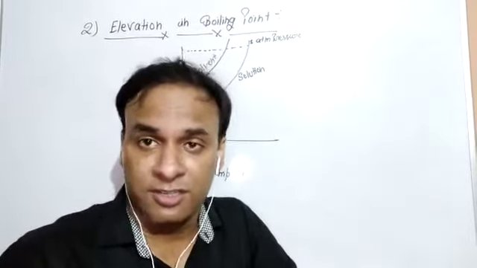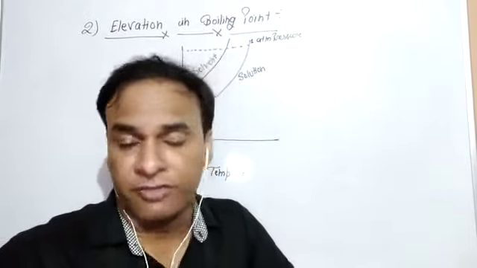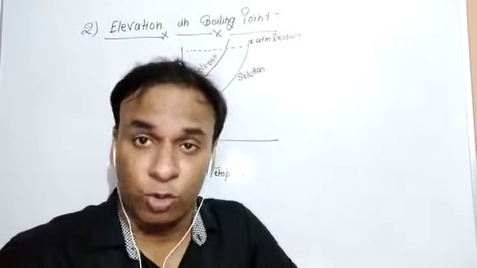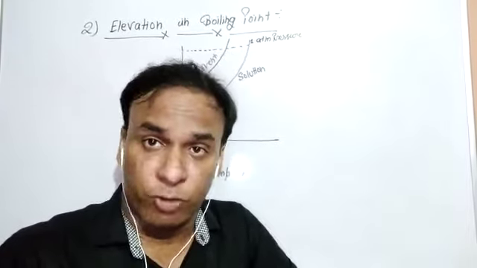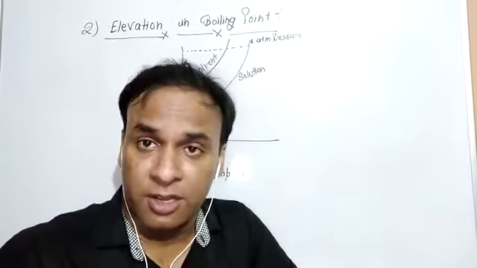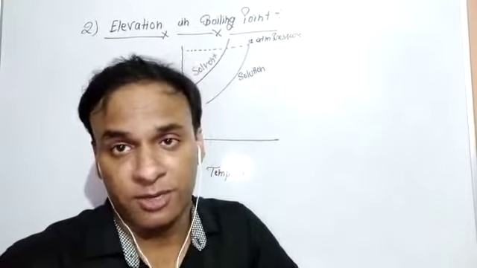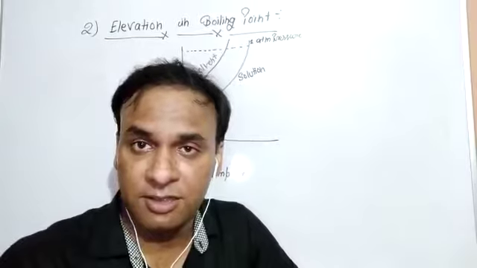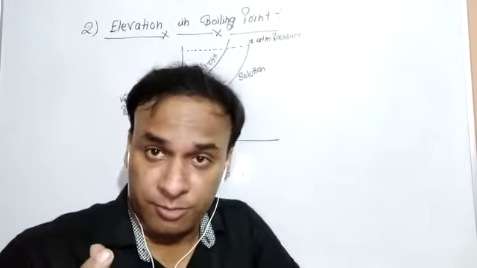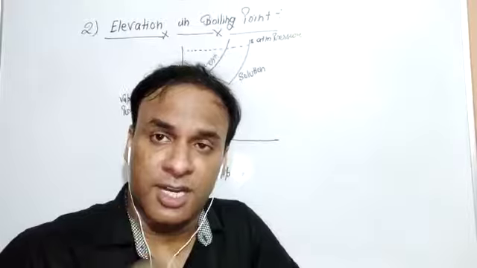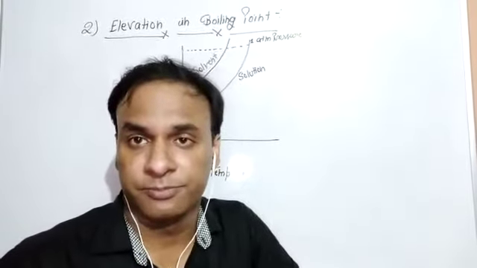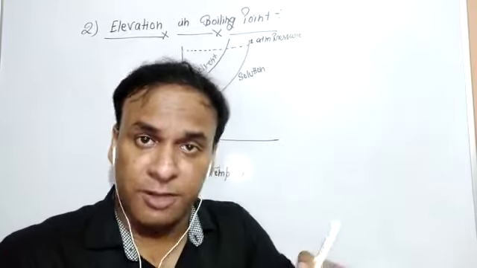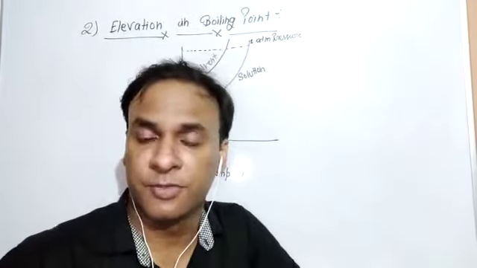Today I am going to start the next colligative property, elevation in boiling point. In the last video I completed the colligative property of lowering of vapor pressure. Before starting the elevation of boiling point, I am going to discuss a few facts regarding the boiling point and vapor pressure. When a liquid boils, its vapor pressure is equal to the atmospheric pressure, that is 1 atm. Clear? Because the vapor pressure at different places is different.